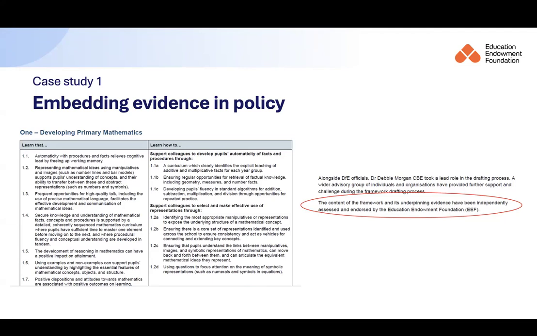And at that point, the minister has a decision they can make. They can either go ahead with their version of the framework and have it published anyway, but without the EEF endorsement, or they can agree to the changes we suggest and have this stamp of approval on the framework, which says that it's been independently assessed and endorsed by the Education Endowment Foundation.